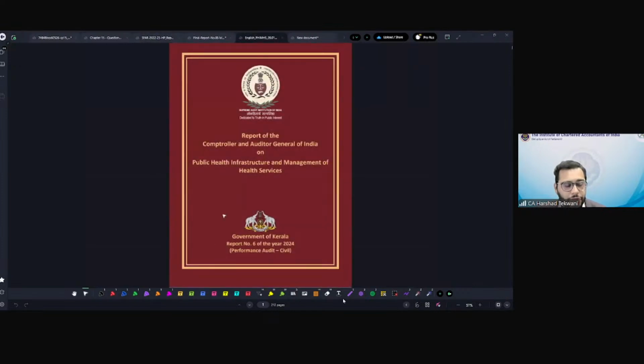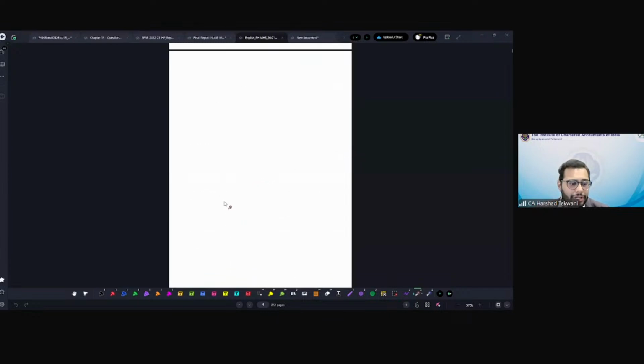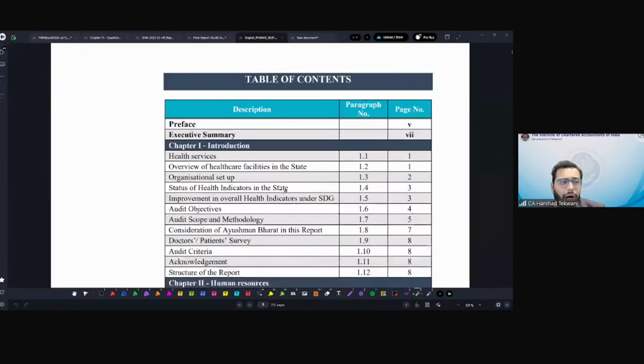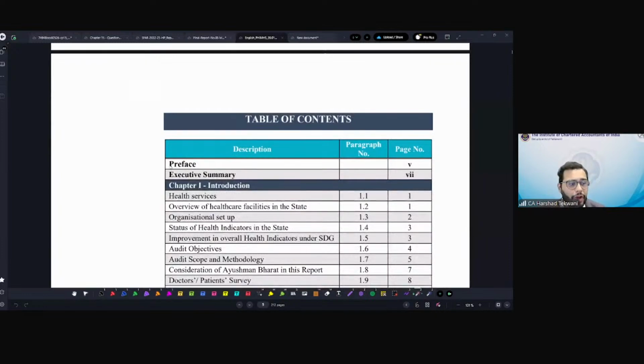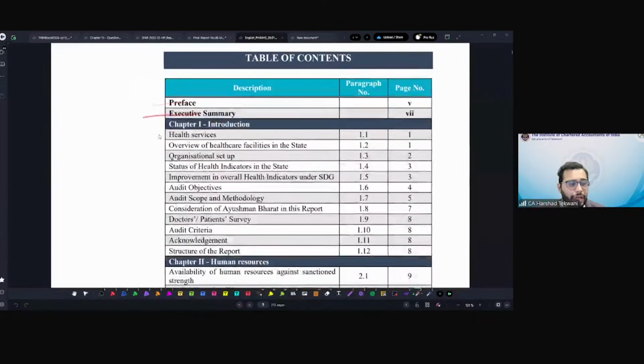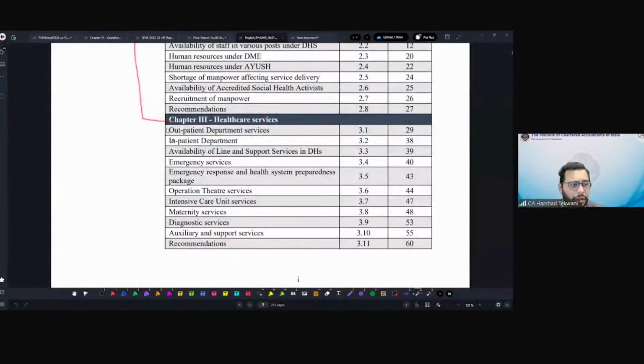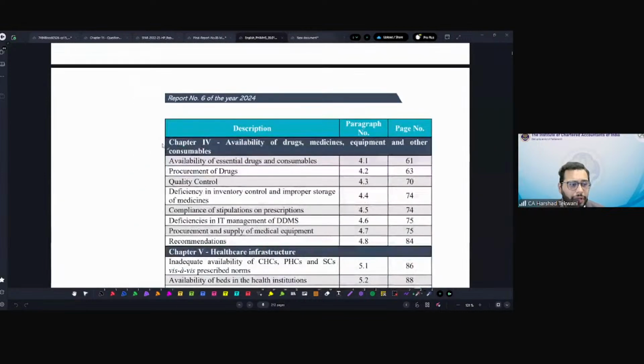Yeah, performance audit. So this is performance audit again. Okay, this is the performance audit. Now let's see what is there in the report. This is the structure of the report. You have the preface, you have executive summary, you have introduction, and then you have the observations over here.